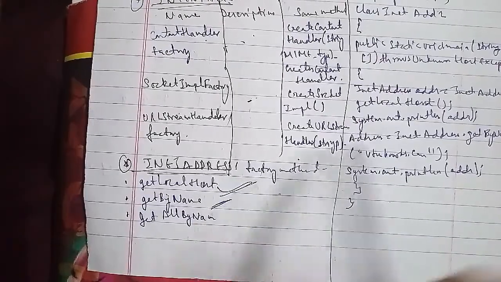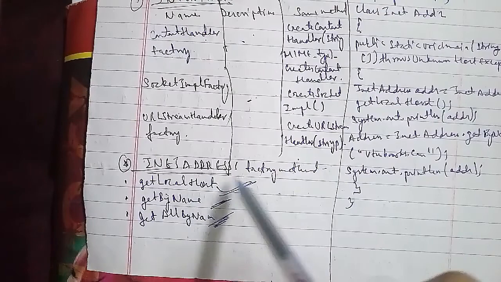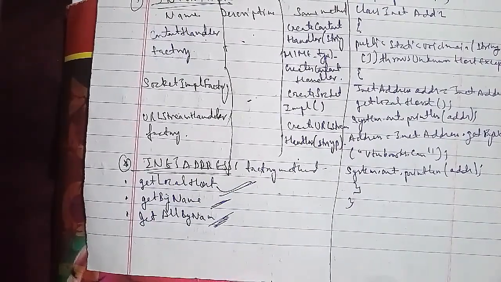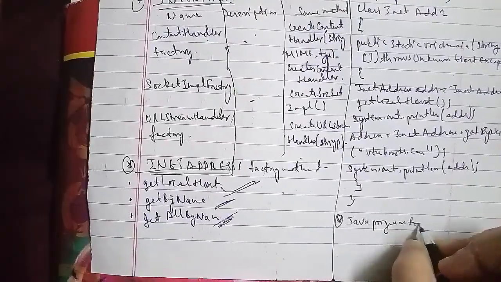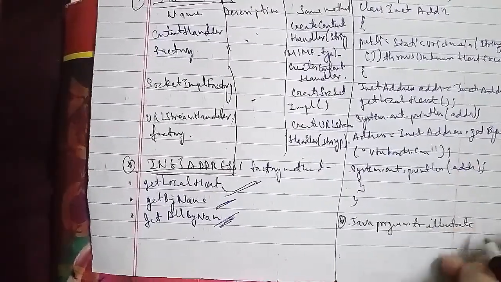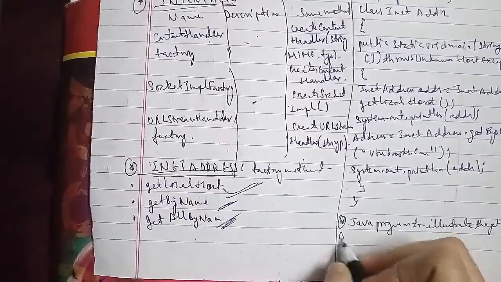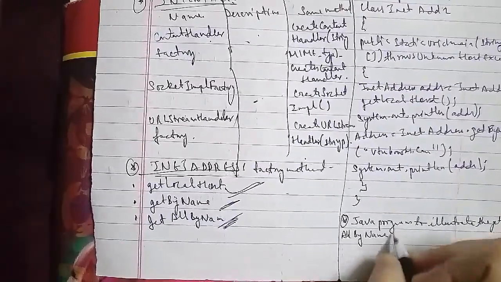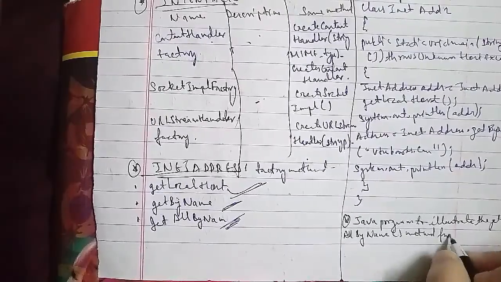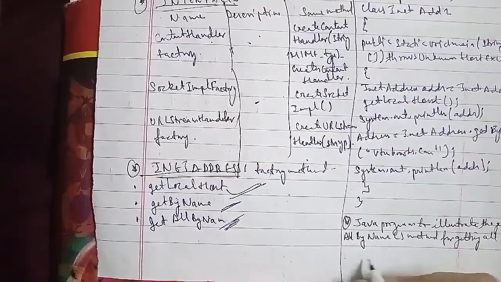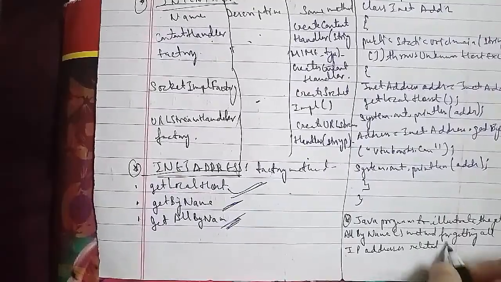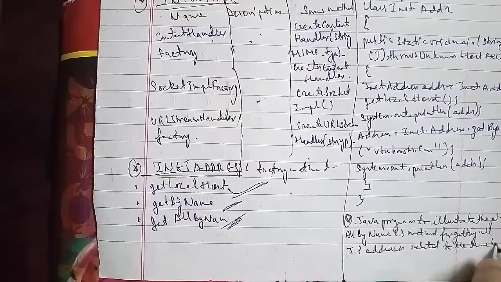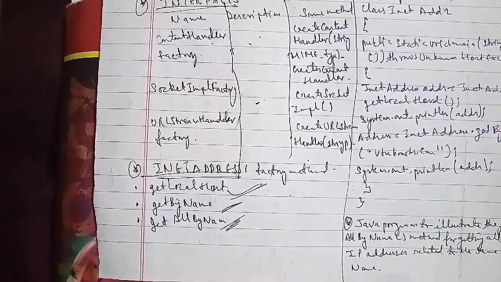Now for that we'll write down a program here: import java.net, class InetAdd3, start another curly bracket, and public static void main, String args throws UnknownHostException, then another bracket.